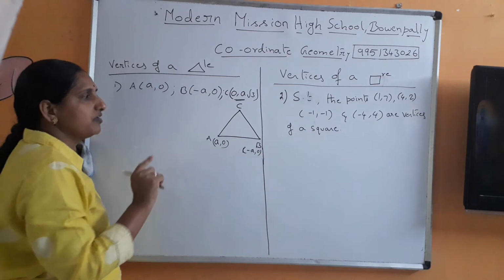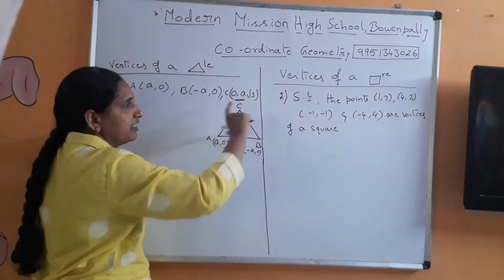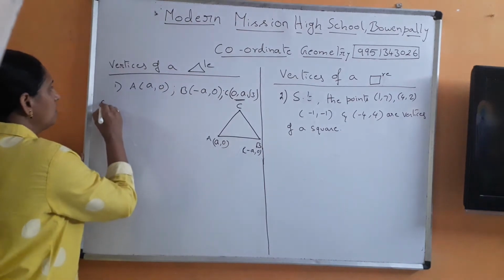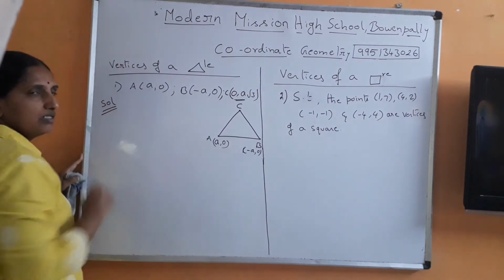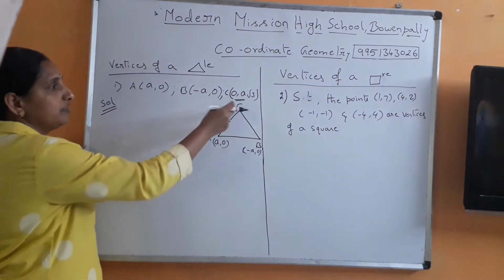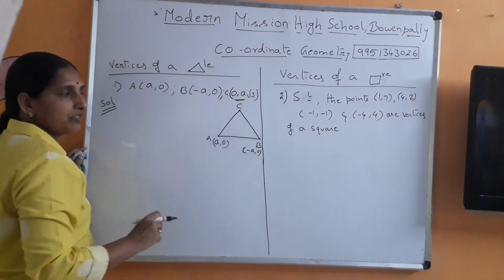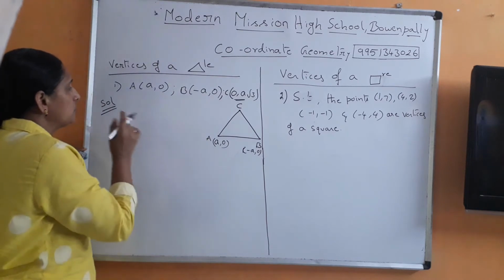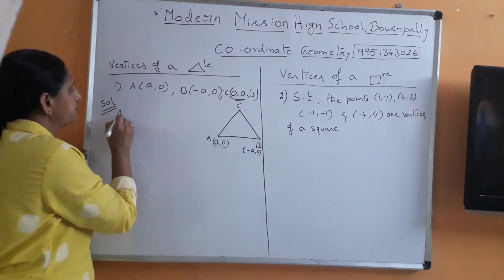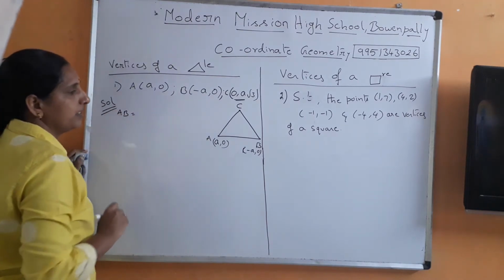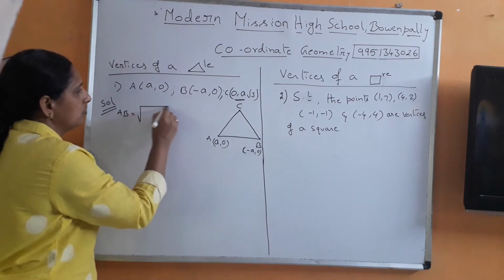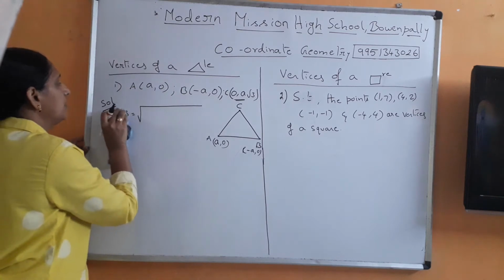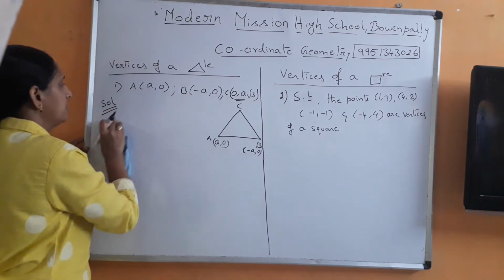For that, first of all, we should know the length of each side here. Again we will go with the distance formula. The distance between two points is the length of the side. The distance between the two vertices is the length of the side. So first let me take AB. Let me write the distance formula here directly.